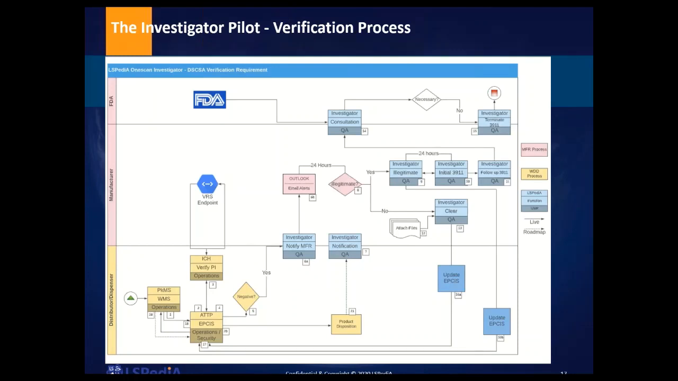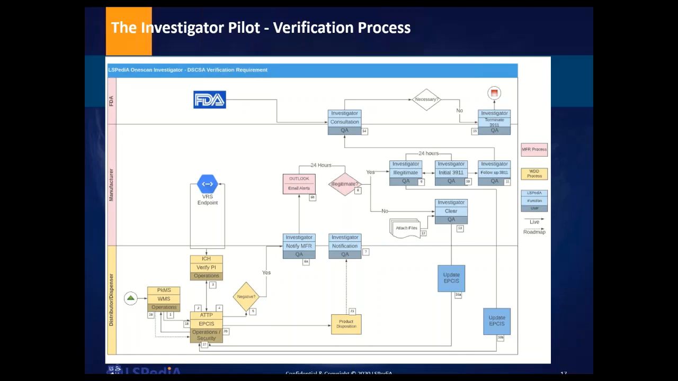This screen represents a more detailed flow of how the pilot would work. We will follow the flow for better understanding. First, let's notice what the different colors mean. Pink indicates the supplier or manufacturer steps, yellow indicates the distributor steps, and blue provides the opportunity for the Investigator product to help the distributor and the manufacturer out.